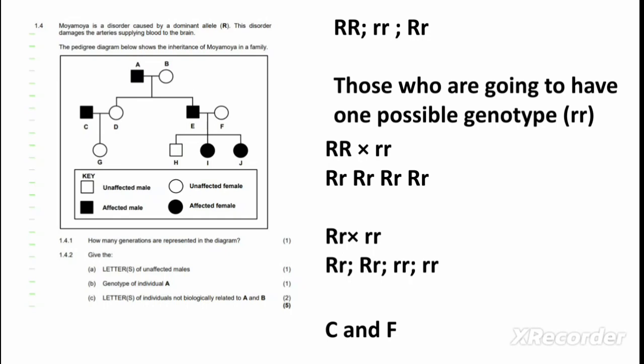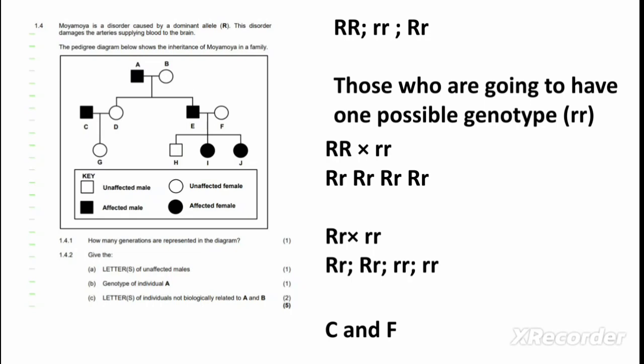So are all the children affected? The children of A and B, no. D is unaffected, so it means that this genotype of big RR is wrong. We're going to use the second genotype, which is the only one that we're left with, and which is the answer. So the heterozygous multiplied by the homozygous recessive, that's what we get.